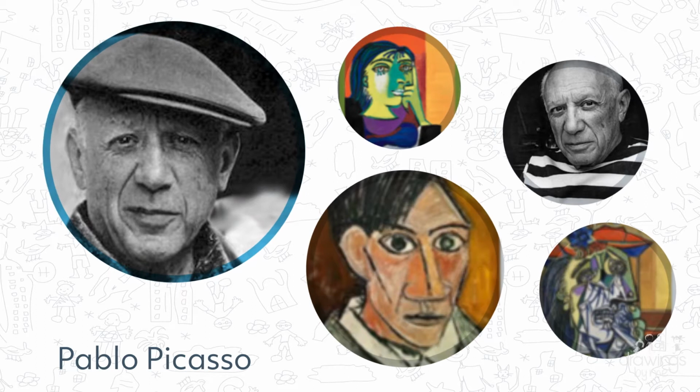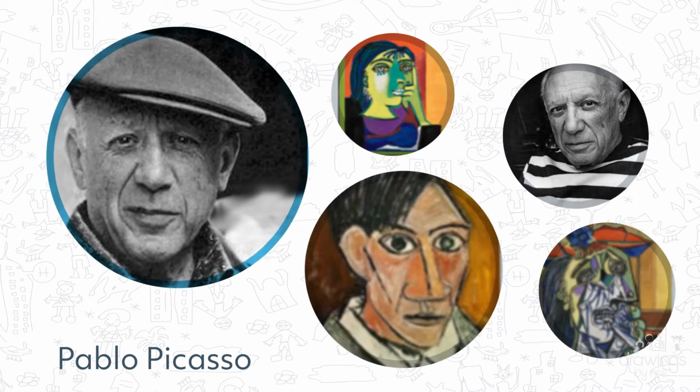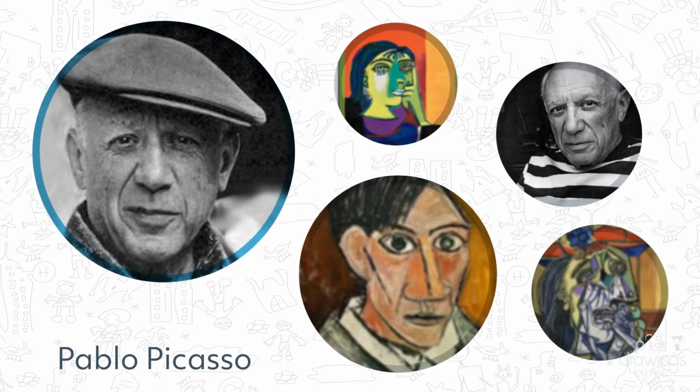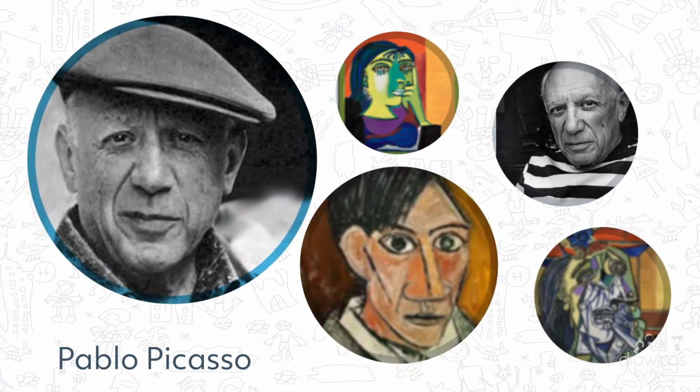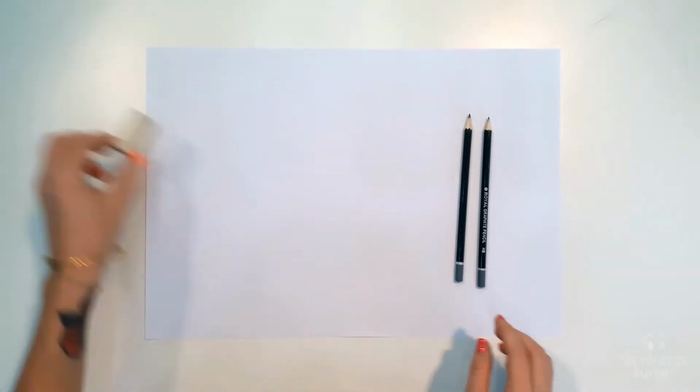Through his life, he created thousands of paintings, sculptures, ceramics, which is like pottery made from clay, drawings, and he even created colourful rugs. Before we begin, let's take a look at the resources we will use for this lesson.